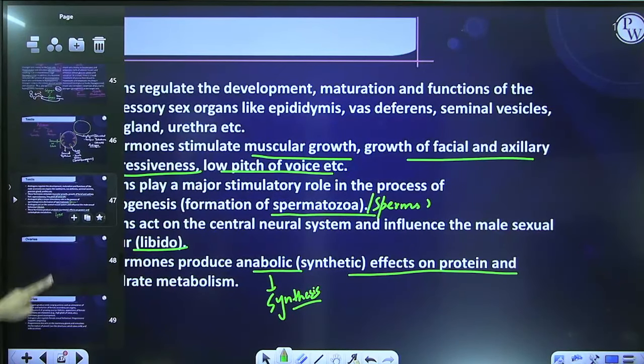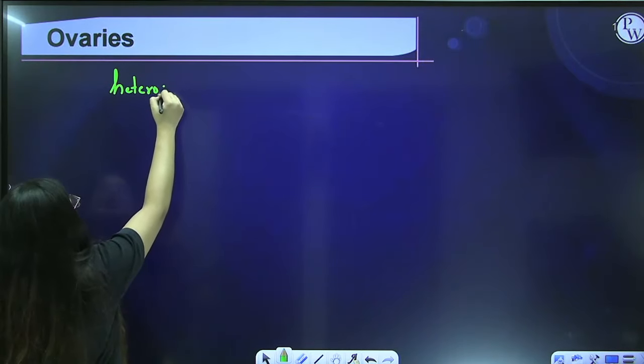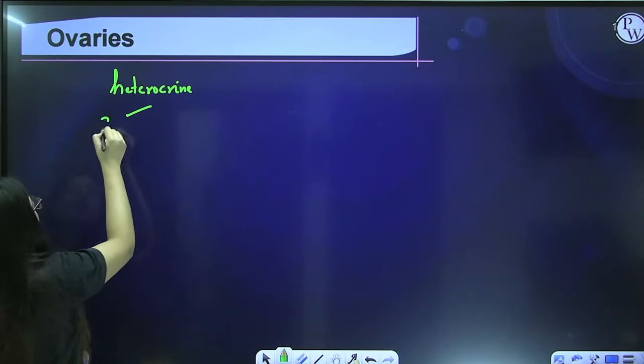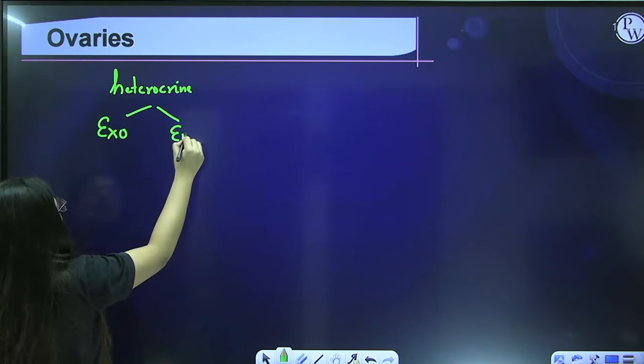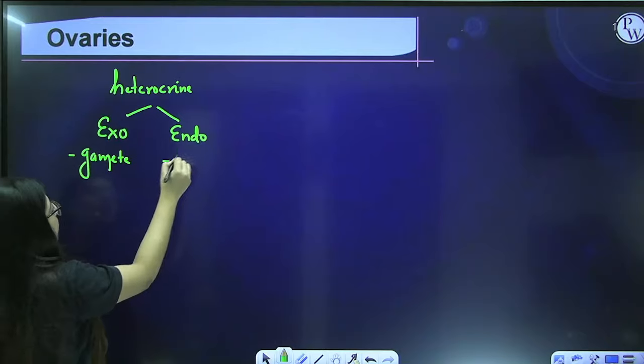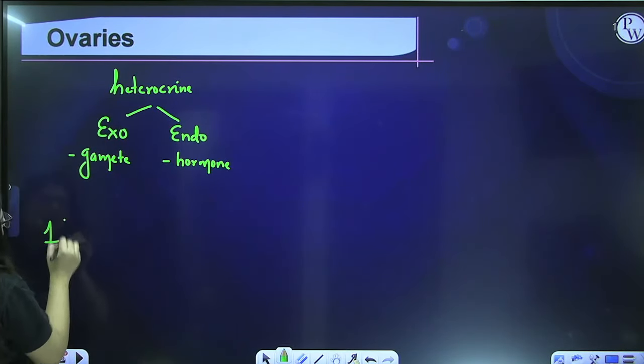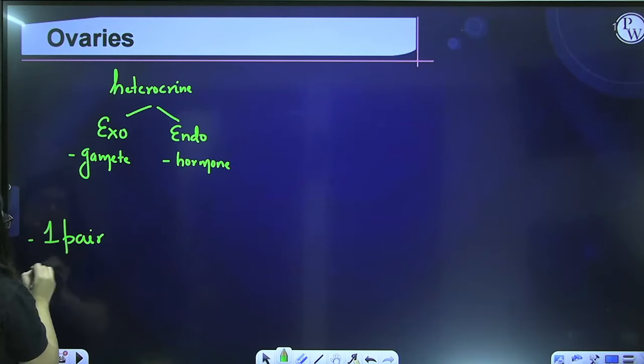Let's talk about us girls. So the ovary is also heterocrine in the female. One part is exocrine, another is endocrine. Exocrine produces gametes, endocrine produces hormones. As you all know, ovaries are one pair and they're present in the abdomen.